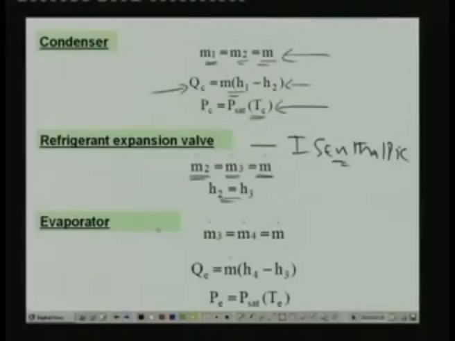In the same way, if you apply the mass and energy balance for the evaporator, this is the mass balance: pure refrigerant enters and pure refrigerant leaves. And this is the refrigeration capacity, which is an important parameter. The refrigeration capacity is given by the mass flow rate of refrigerant times the enthalpy difference across the evaporator, where H4 is the exit enthalpy and H3 is the inlet enthalpy. And how do we find the evaporator pressure? The evaporator pressure is nothing but the saturation pressure of pure water at the evaporator temperature TE.